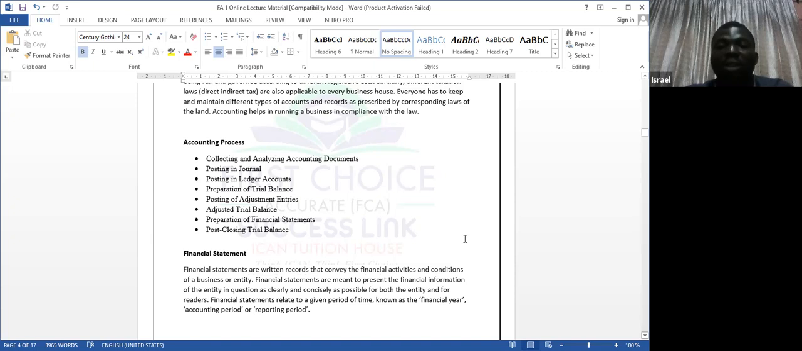Now, the beauty of this is that you are not restricted to any particular month. You are not restricted to your financial statement running from January to December or from February to January. You can pick any month you want, but it must be 12 months. So you can pick July to June, January to December, or March to February. But one thing is that it must be 12 months. And once it's 12 months, the name attached to it is financial year, accounting period, or reporting period.